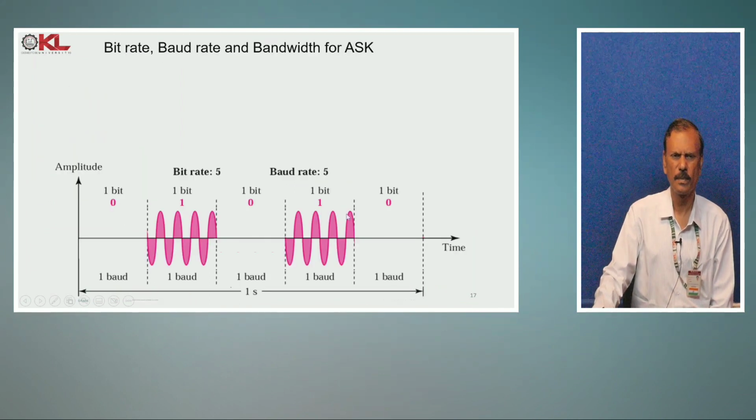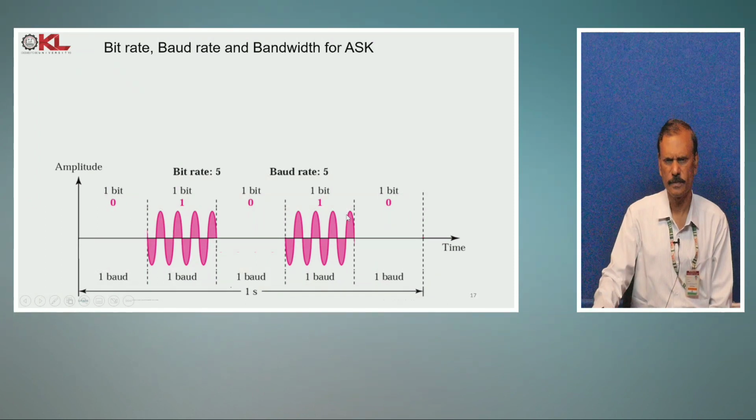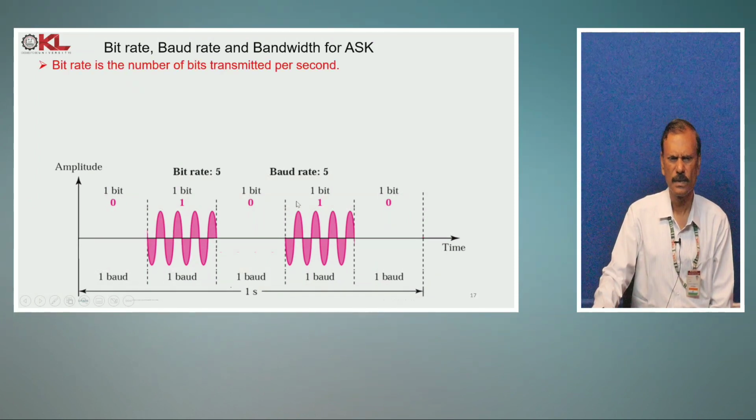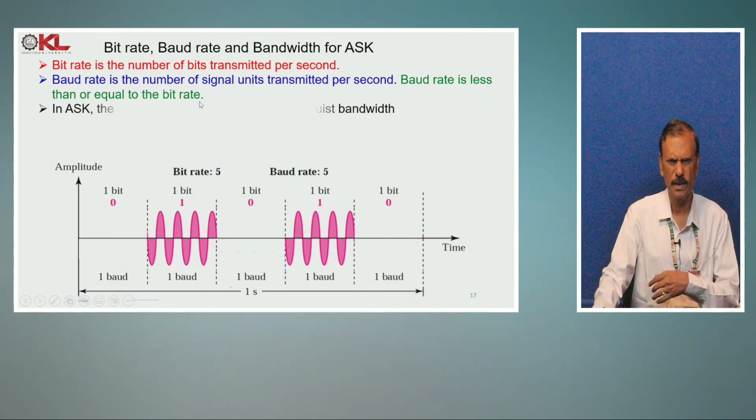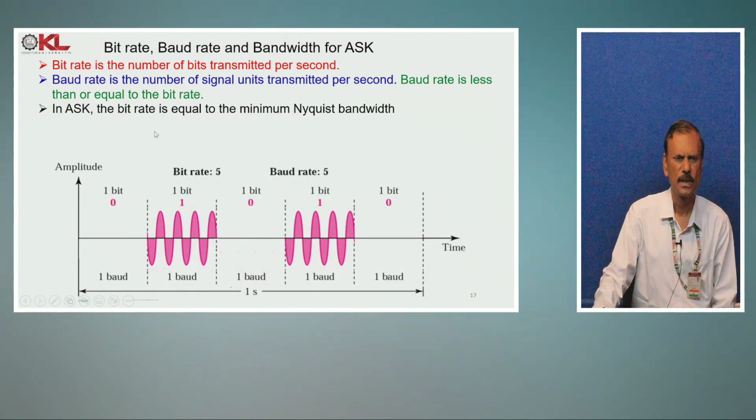Now let us see the bit rate, baud rate and bandwidth for ASK. For example, I have taken S1, a digital data transmitted ASK signal. For this signal, how do we calculate the bit rate, bandwidth and baud rate? As we know, the bit rate is the number of bits transmitted per second. Baud rate is the number of signal units transmitted per second, and baud rate is usually less than or equal to bit rate. These were defined earlier. In ASK, the bit rate is equal to the minimum Nyquist rate bandwidth.